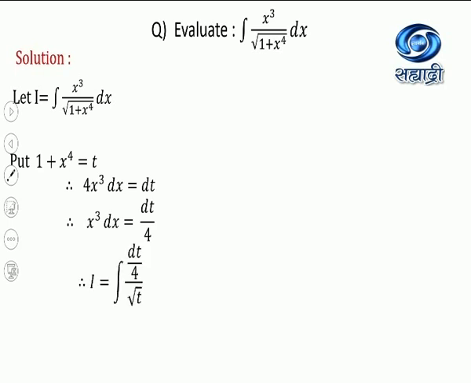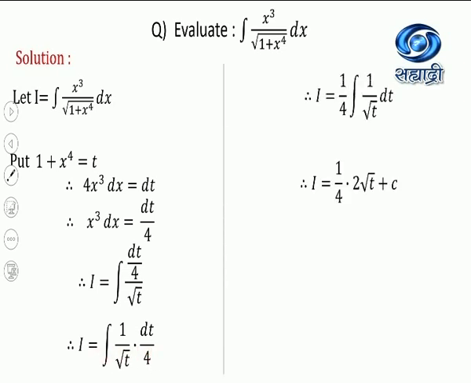Now, substituting in I, the numerator x cube dx becomes dt by 4 upon root t. Now, take 1 by 4 outside the integration. So, we get 1 by root t into dt. Next, we get I equal to 1 by 4, 2 root t plus c after integrating.